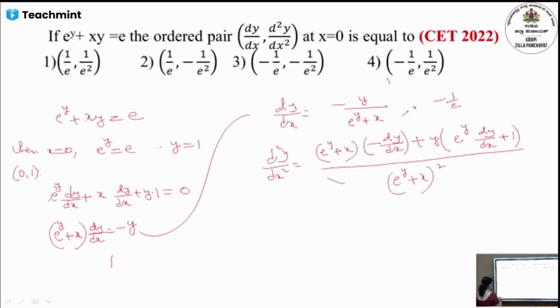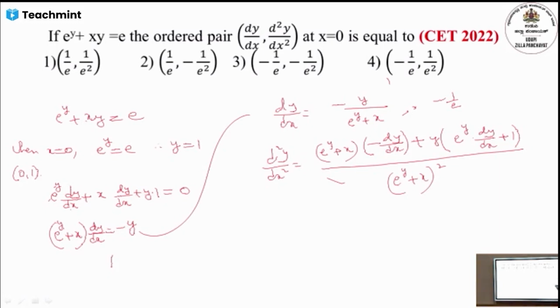Again, I think there is a technical glitch. It is not sensing. Okay, so this is e power y plus x. This e and e gets cancelled here. Minus 1 remains. Here, this is minus 1 by e. e into minus 1 by e will be minus 1. Minus 1 plus 1 is 0. So this whole term will be 0.